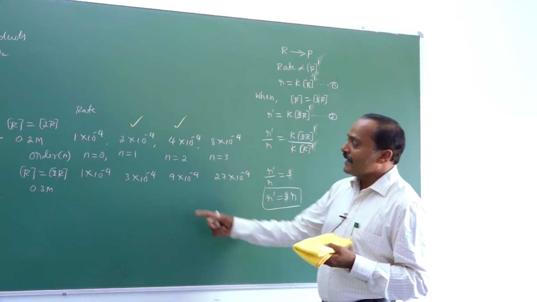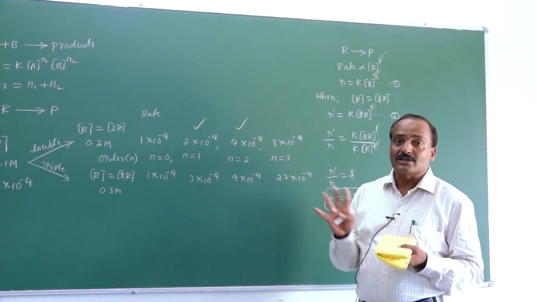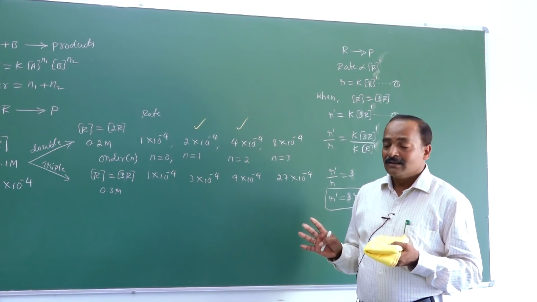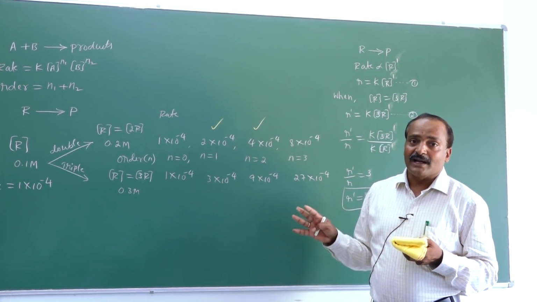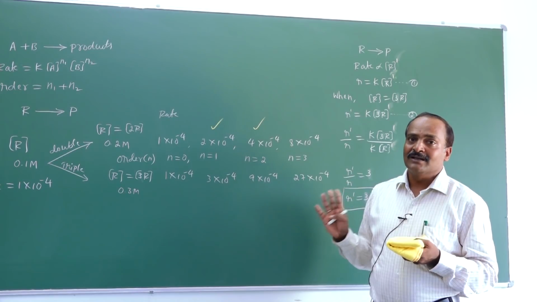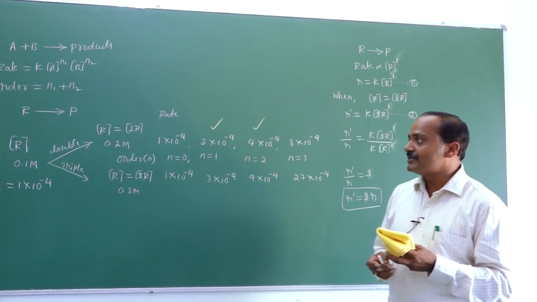In a zero order reaction, when the concentration of reactant is tripled, the rate does not change. Hence, the rate of reaction is independent of the concentration of reactant. It is called a zero order reaction. Okay, is it clear? Next concept.